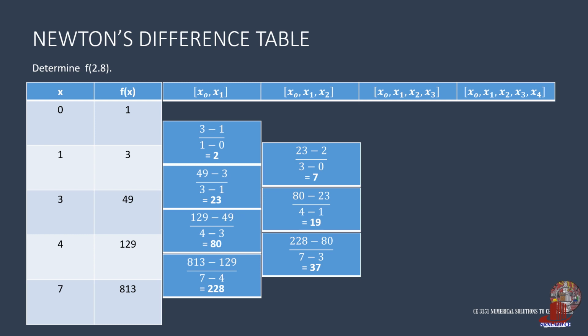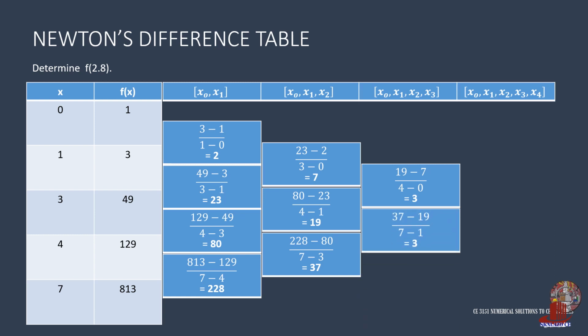For the third column, we have 19 minus 7 all over 4 minus 0. These x values include two data point gaps noted from the x column. The other coefficient from this column is 37 minus 19 all over 7 minus 1. Then the converging coefficient has 3 minus 3 all over 7 minus 0, and it gives 0.